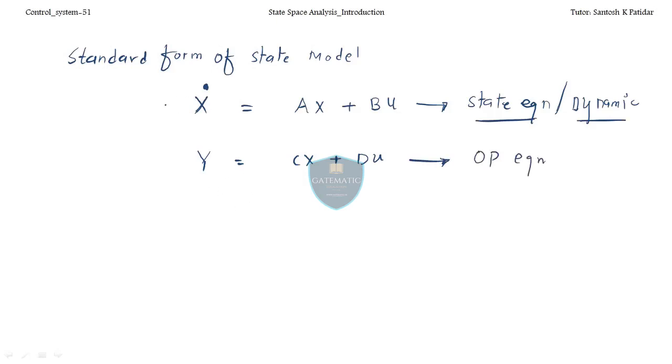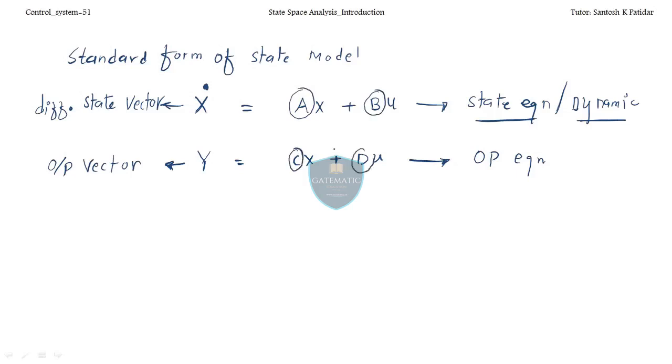Now this x, if you talk about it, is nothing but the differential state vector. Okay. And if you talk about this particular y only, I'll say this is the output vector. Okay. Now what is this A? What is this B? C and D.